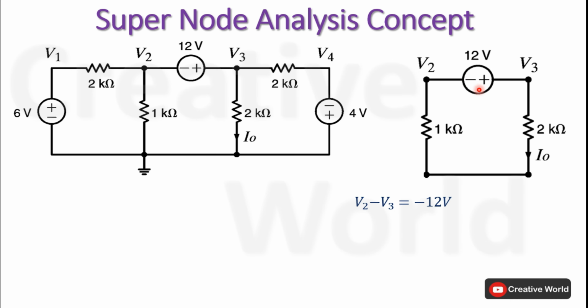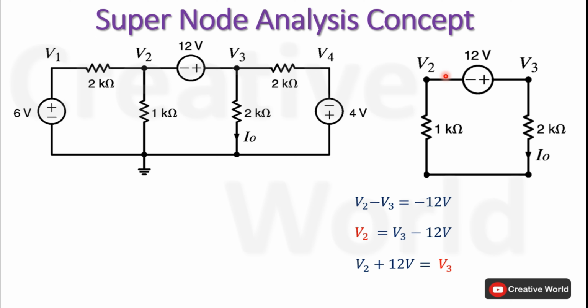Now if we want to merge the value of this voltage source towards this node V2, then using this equation, the equation of voltage for V2 will be equal to V3 minus 12 volt. Similarly, if we want to merge this voltage source towards V3, so using this equation again, the equation for this node voltage V3 will be equal to V2 plus 12 volt.